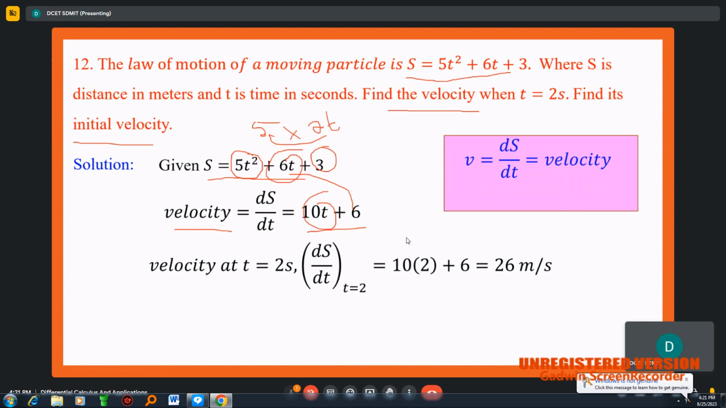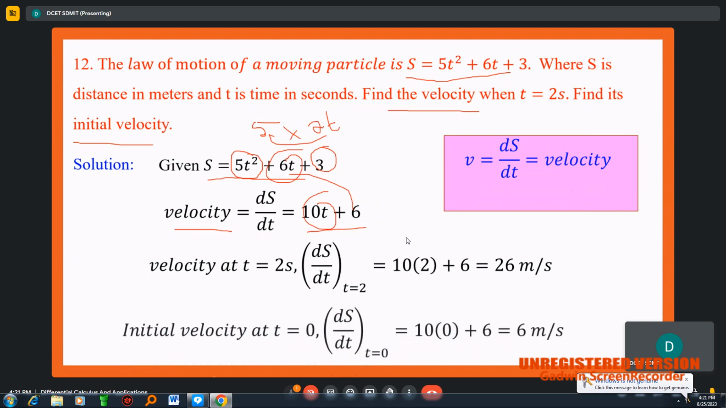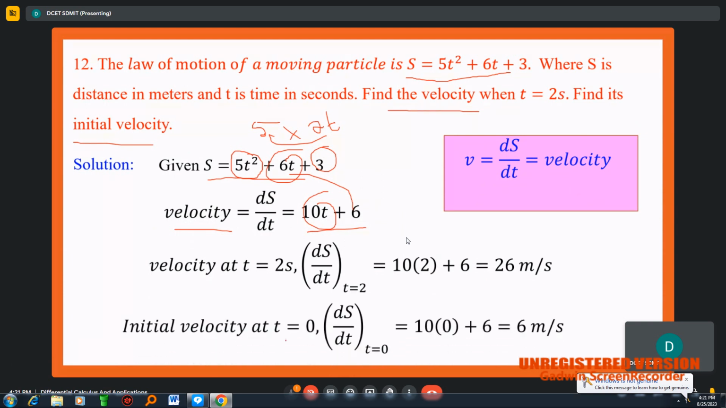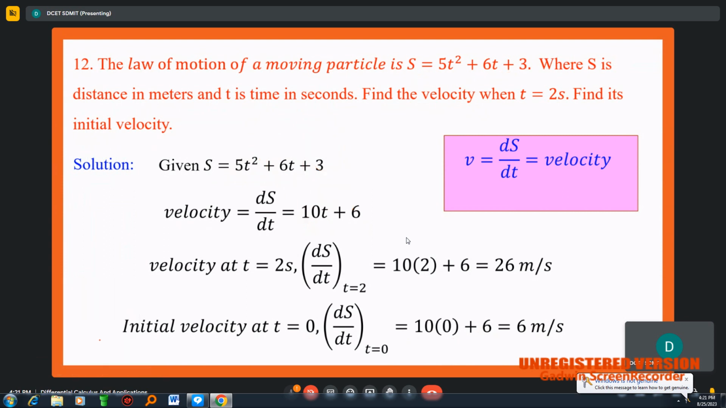Next, we have to find its initial velocity. Initial velocity means at t = 0. In the velocity, we replace t = 0. That is 10 into 0 is 0, plus 6, which is equal to 6 meters per second. Okay, clear this problem? Followed all of you?